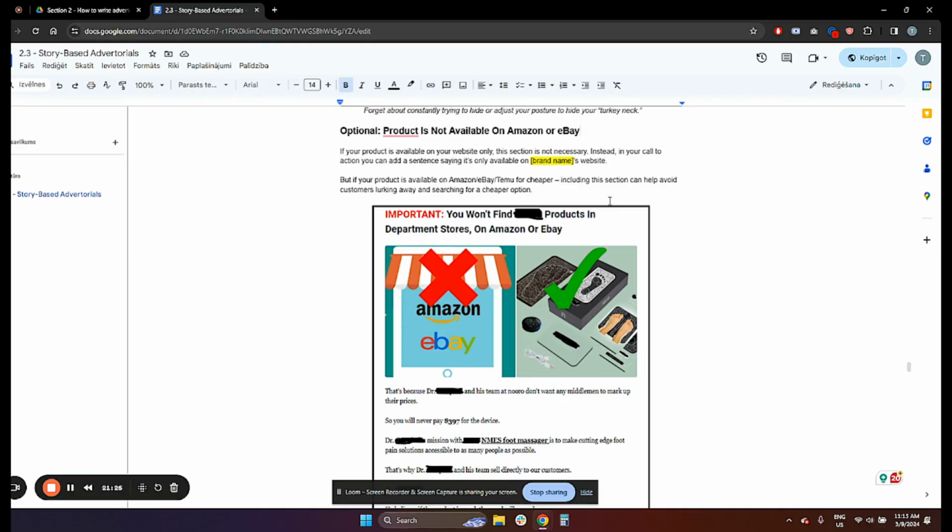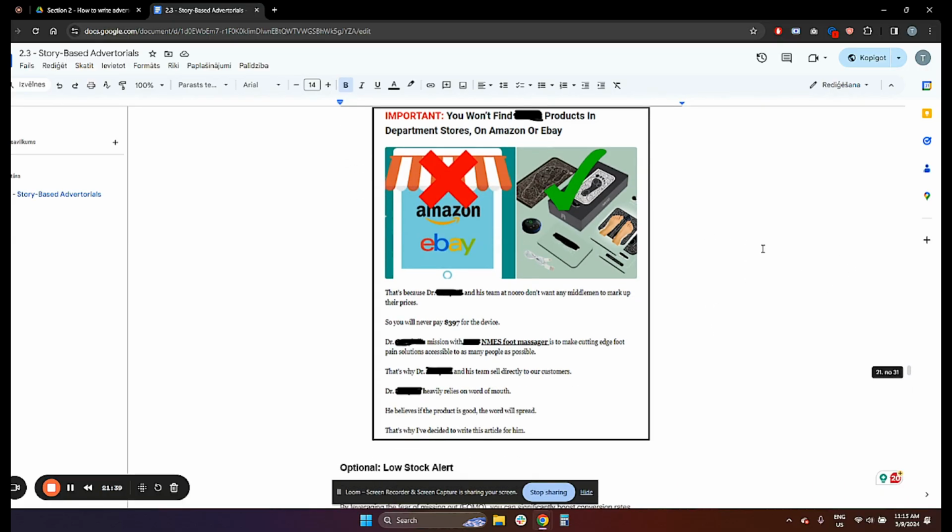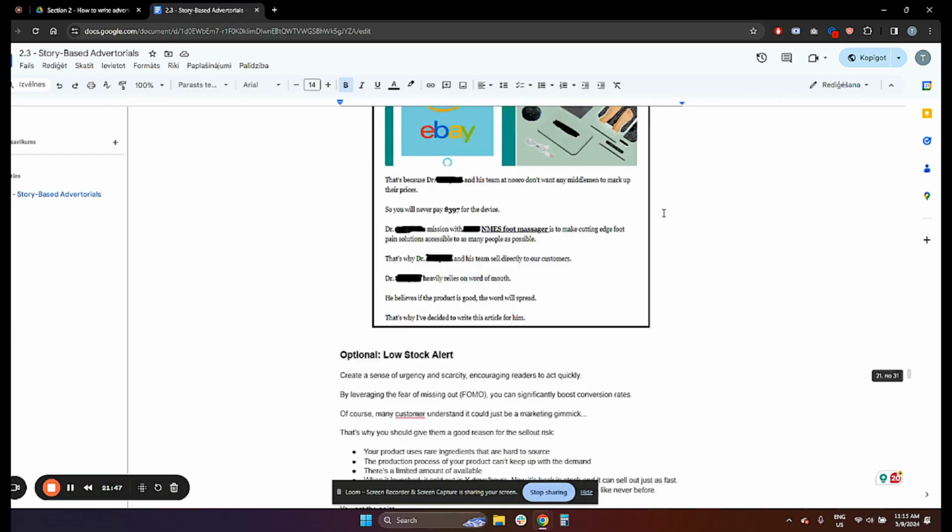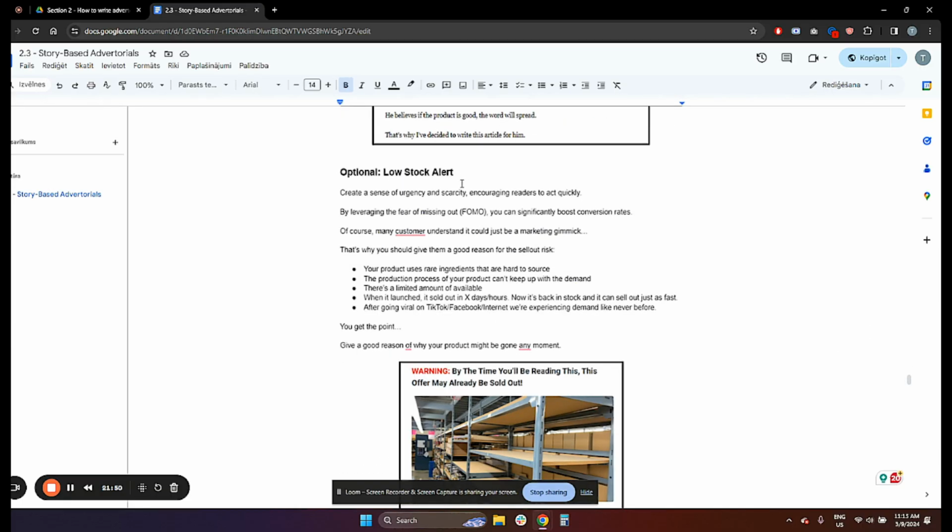And yeah, if you sell maybe dropshipping products that can be easily found on Amazon or Temu, AliExpress, or eBay, you would just put this, that you don't want other people marking up your products, and you only sell it on this brand's website. And another option is the low stock.